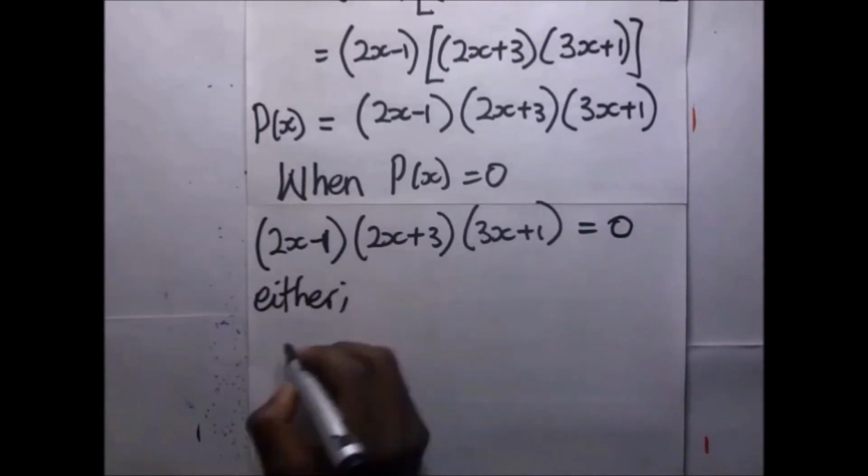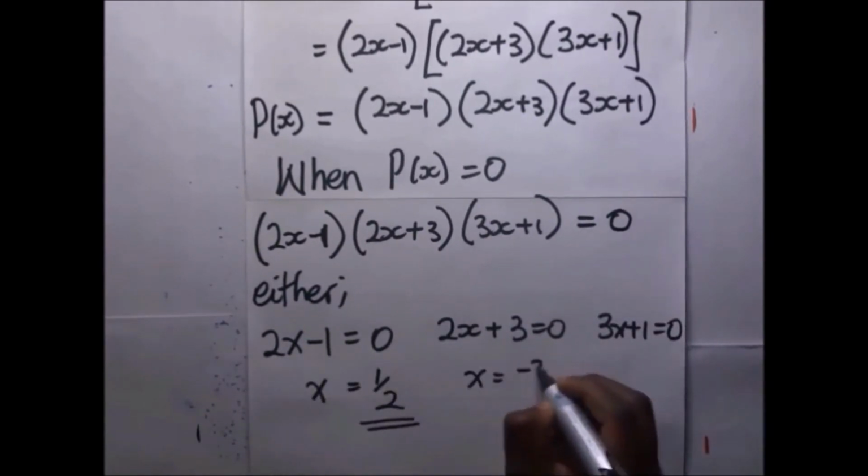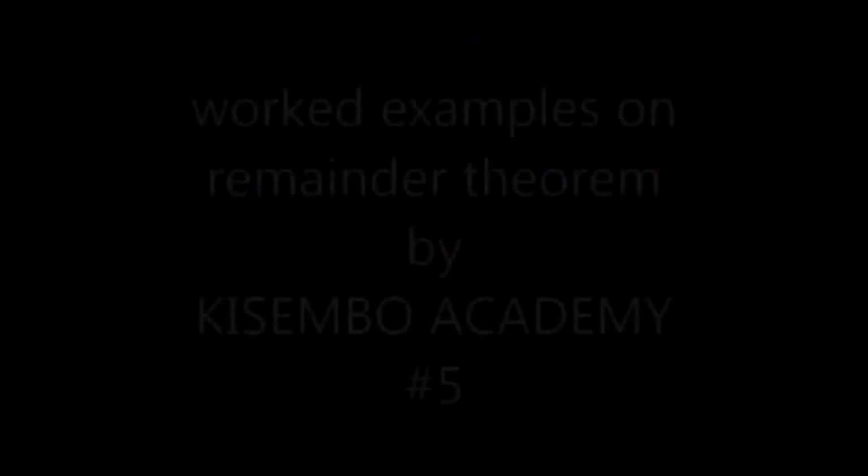So our value of x is either a half, or negative 3 over 2, or negative 1 over 3. And that is how we solve for that polynomial.